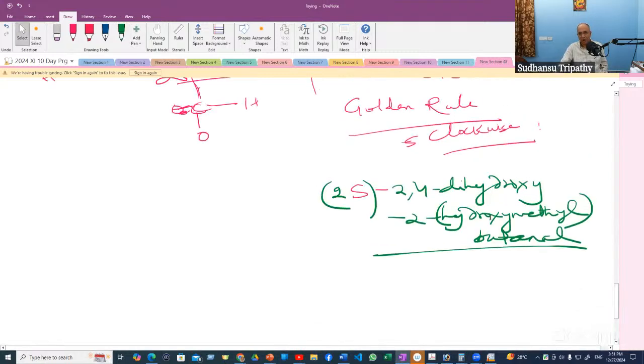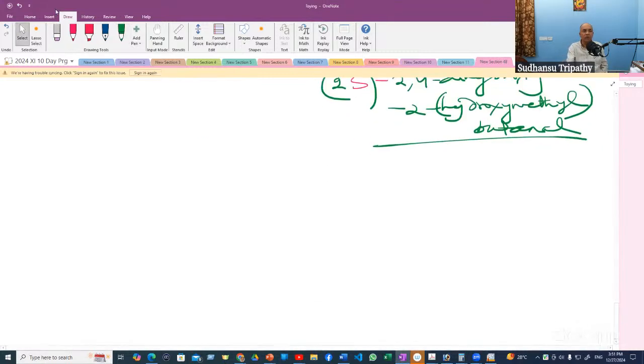Okay, now we shall be doing something. Simplest molecule, simplest optically active molecule.